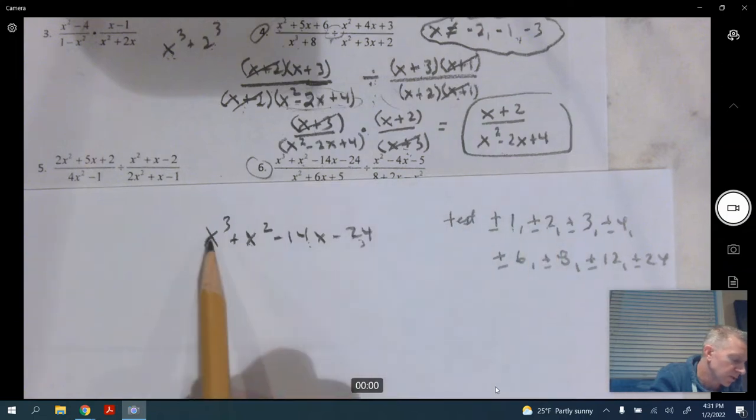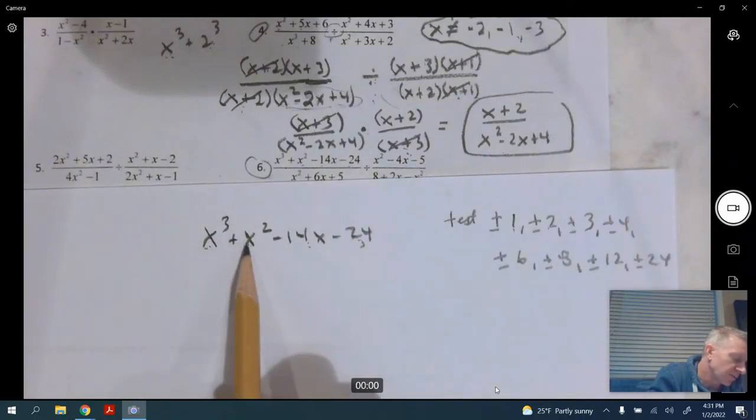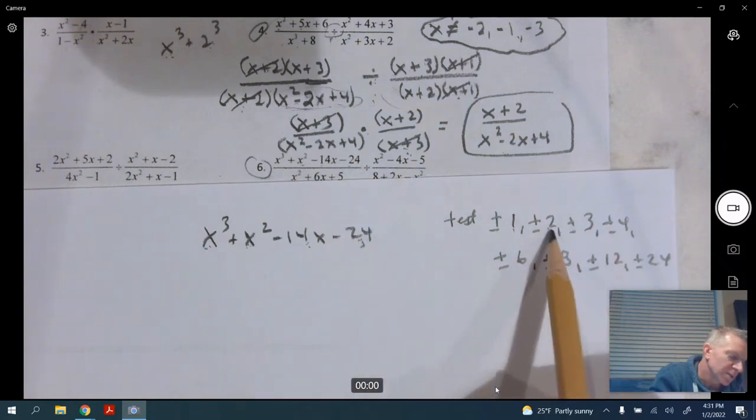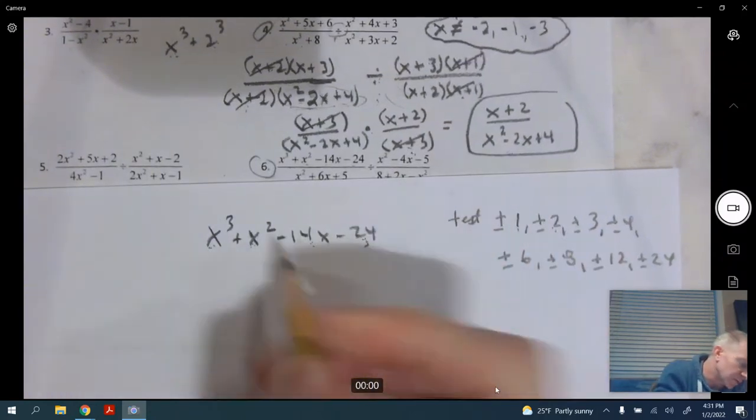If we plug in a 2, we get 8 plus 4 minus 28 minus 24. That doesn't seem to work. Let's plug in negative 2. I think negative 2 is going to work.